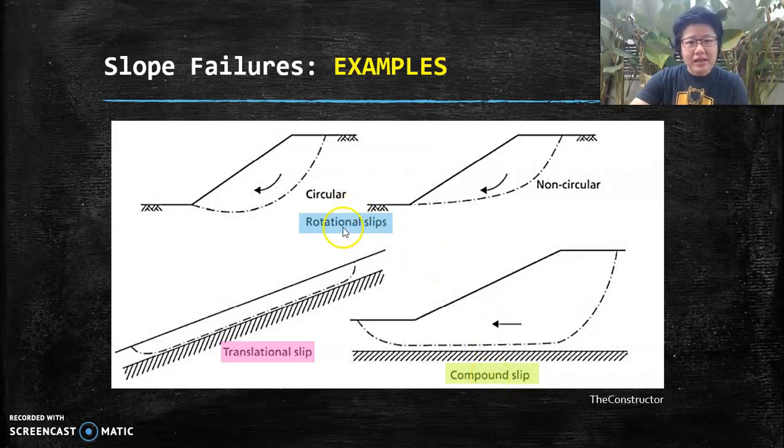As simple as that. If they are rotational, as you can see, it can be circular. It could be non-circular, meaning that this is some kind of curve, but it's not part of a circle. It could be translational. This is for infinite slope. The whole bulk of the soil mass is going down, sliding down like in a slide. And it could be a compound situation. This part could be circular, but the bottom bit could be a non-circular one.